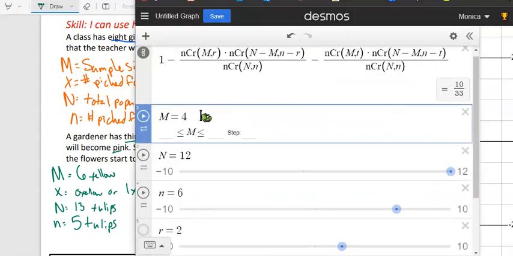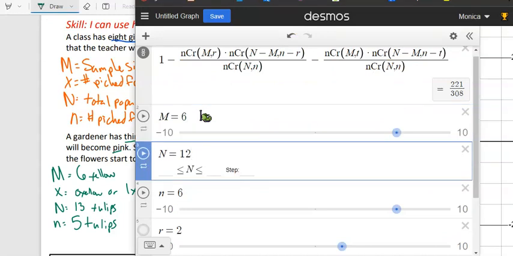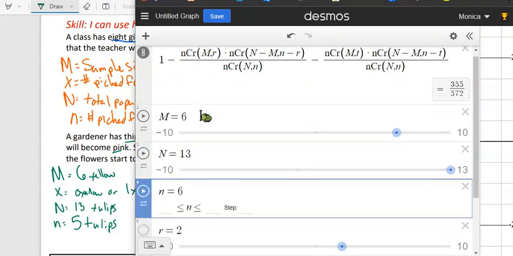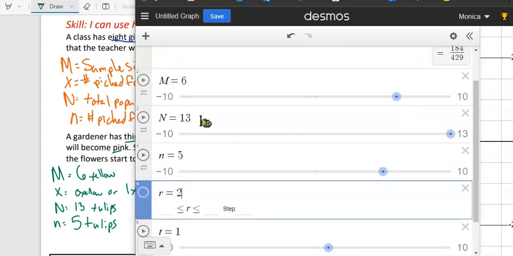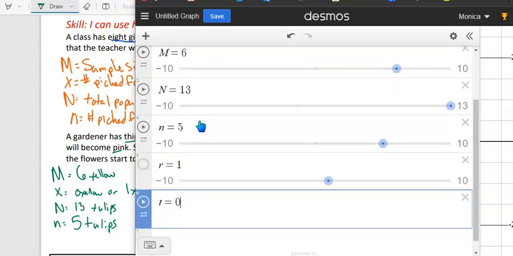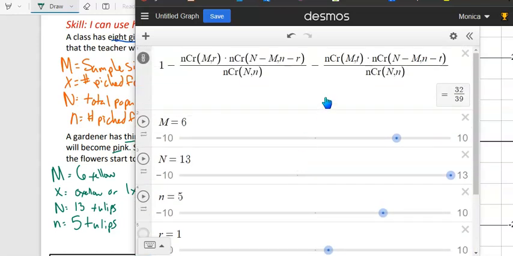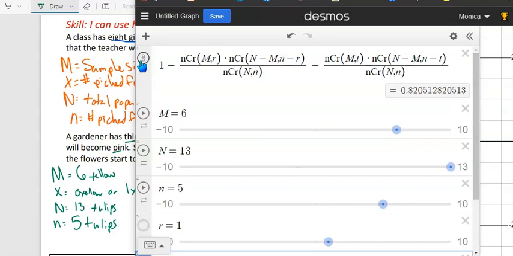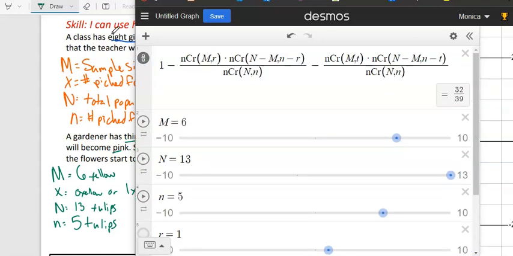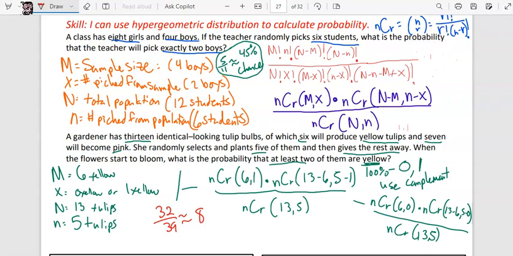Alright, so let's put in our values. 6 for m, 13 for capital N, 5 for lowercase n. The first x we're going to say is 1, the second x we're going to say is 0. So it's 32 over 39, also known as 82%. So it's about an 82% chance of at least 2 of them being yellow.